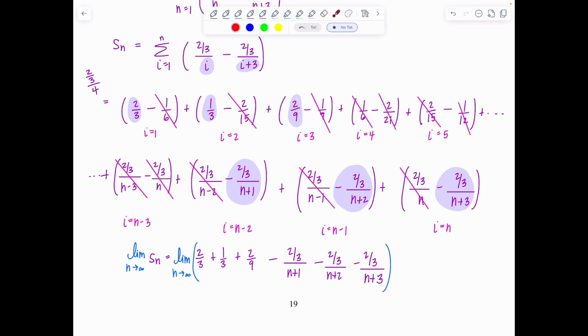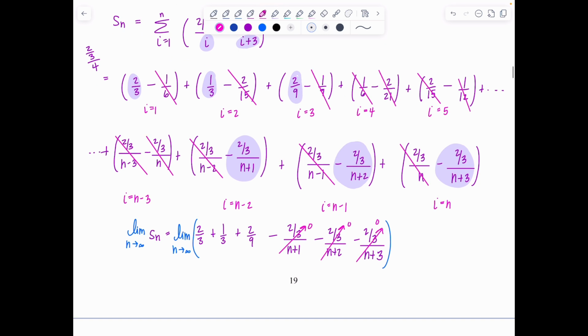These first 3 are just constants, so they don't change. And as n goes to infinity, these all go to 0. So again, this is approaching a finite number. 2/3 plus 1/3 plus 2/9, what's that? That's 11 over 9, which is finite. So this is my sum. This series converges. Now, it happens often that this limit will approach infinity or negative infinity. So watch the other video on telescoping sums if you need some more examples like that.